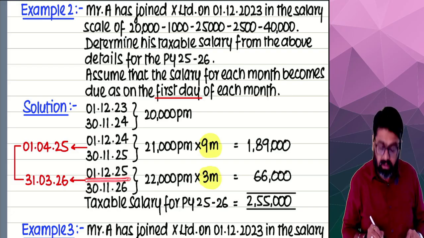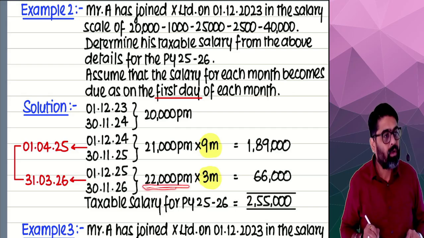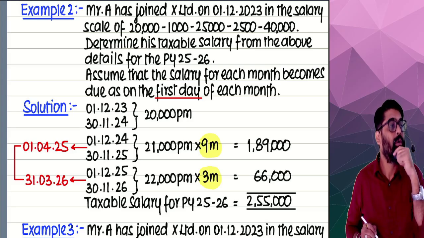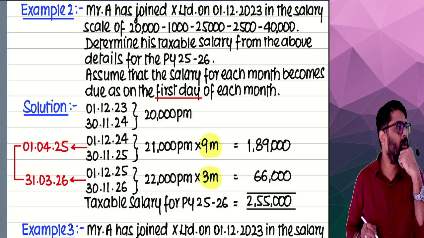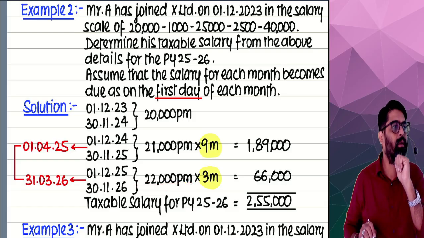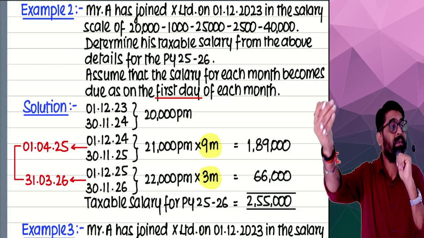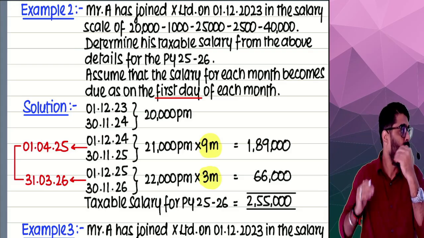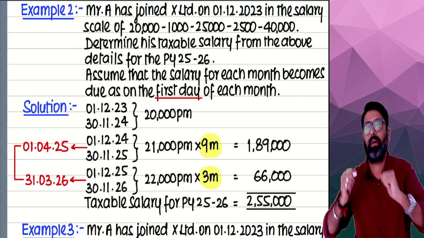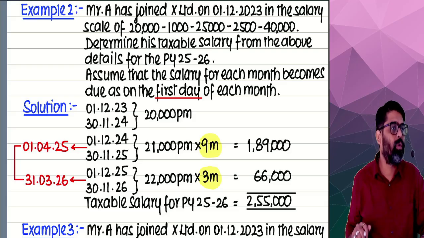From December, the salary is changing. It becomes 22,000. December salary will become due in this year. Date 1st January, January salary will become due this year. Date 1st Feb, Feb salary will become due this year, 1st March. But this year's March salary, which is 22,000, will not become due in the next year. So March month salary 22,000 will not be taxable in this year, it will be taxable in the next year. So tell me what to do here.